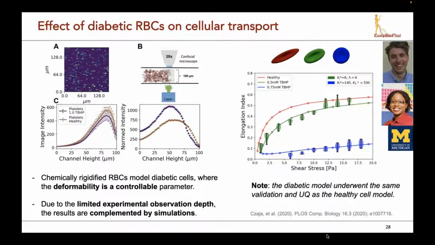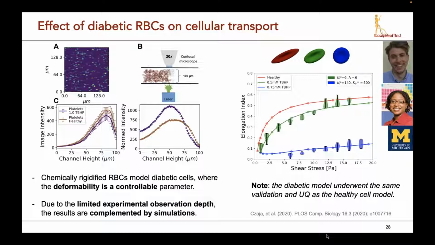An additional simulation and project that we've been doing is with diabetic diseases. Diabetes is a widespread disease, and there is a lot that we don't understand about it at the moment. But one thing that we know is that diabetic red blood cells have different mechanics. They are more stiff. They undergo various chemical oxidative processes that make them stiff.